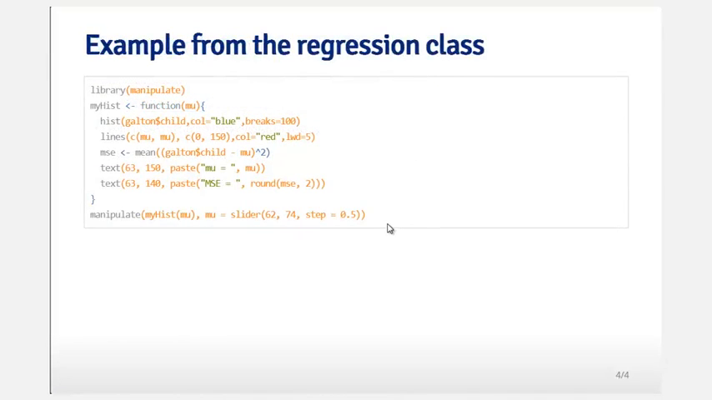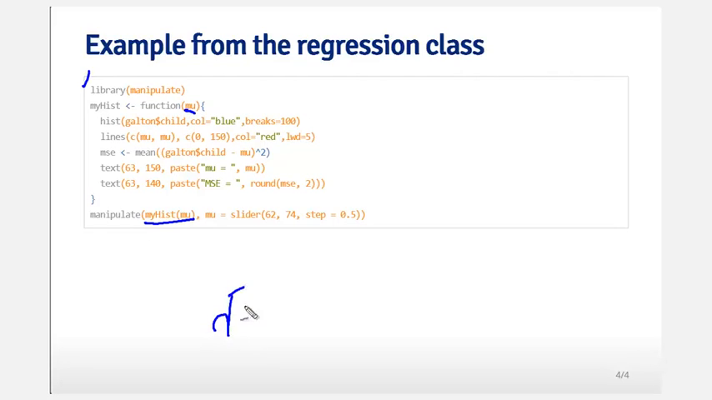So here's an example of some code that I used from a different class. You do library manipulate. I like to create a new plotting function so that it's only one function. So like when I say my hist, I don't have a bunch of commands in my manipulate statement. So here's my hist for my histogram function. It only depends on this.